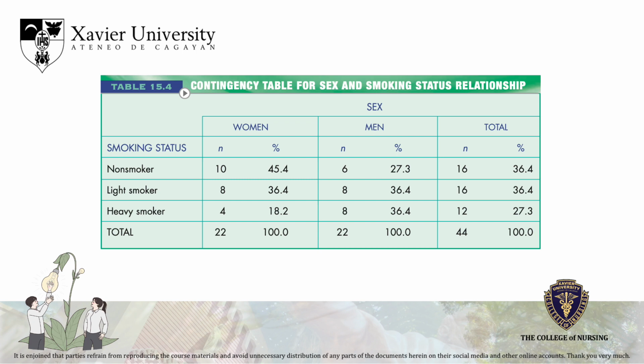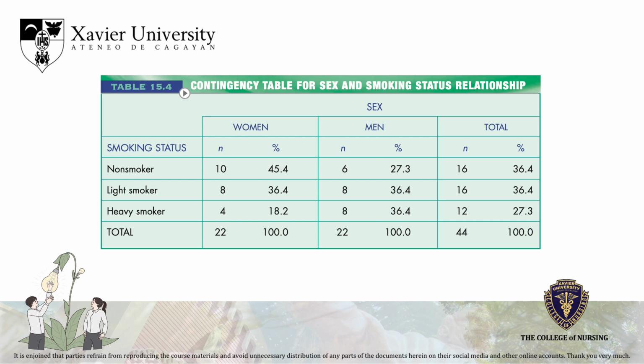So the crosstab allows us to see at a glance that in this sample, women were more likely than men to be non-smokers, which has a total of 45.4% versus 27.3%, and less likely to be heavy smokers, which has 18.2% versus 36.4%. Most likely this is how you write your interpretation of data or the results of the data gathered from your respective research studies being conducted right now.